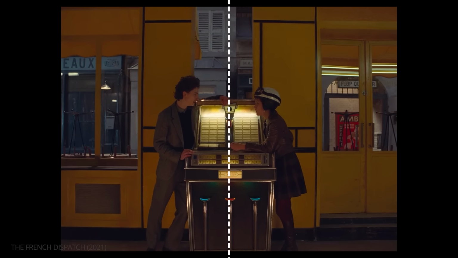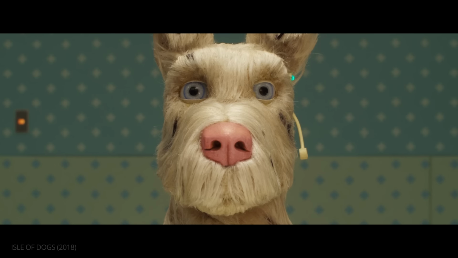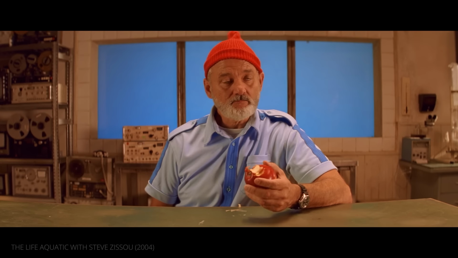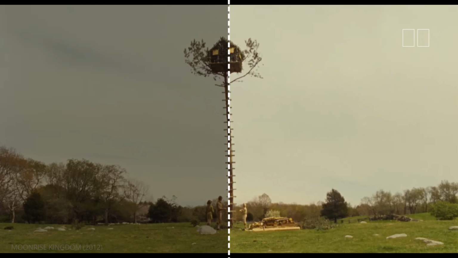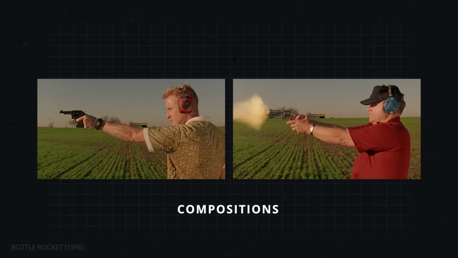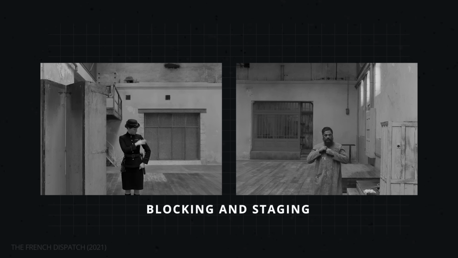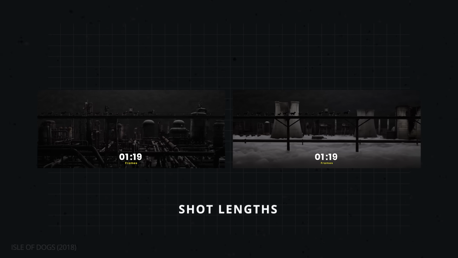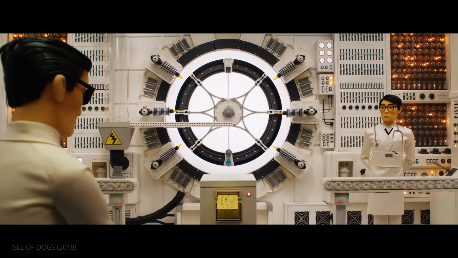From the performances and dialogue to the camera movement and production design, Anderson loves a symmetrical frame, but there is also a symmetry to the way he edits these shots together. Instead of a mirror image between the left and right side of the image, we get identical compositions, repeated blocking and staging, or uniform shot lengths. Is this just an aesthetic choice, or is something else at work?